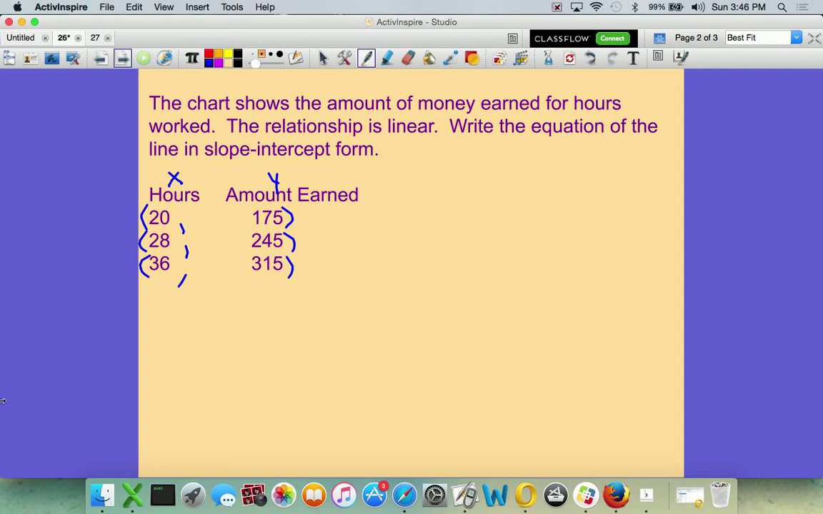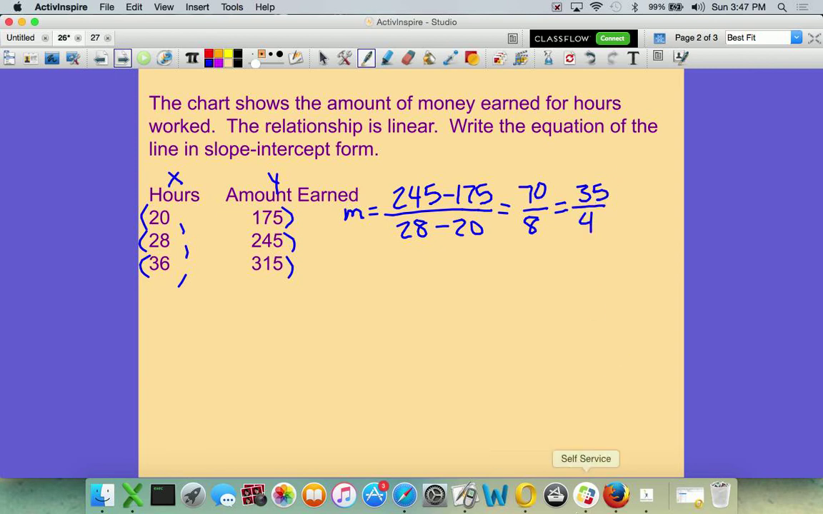So the first step for slope-intercept form is to find the slope. And remember, our slope is y2 minus y1 over x2 minus x1. So we subtract those, we get 70, divide by 8, we get 35 over 4 when we simplify that. I'm going to leave it like that for now, just to see what happens here.